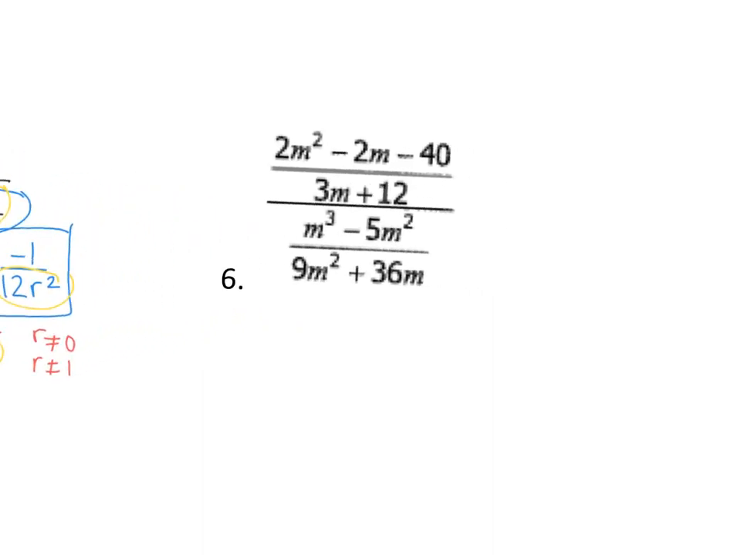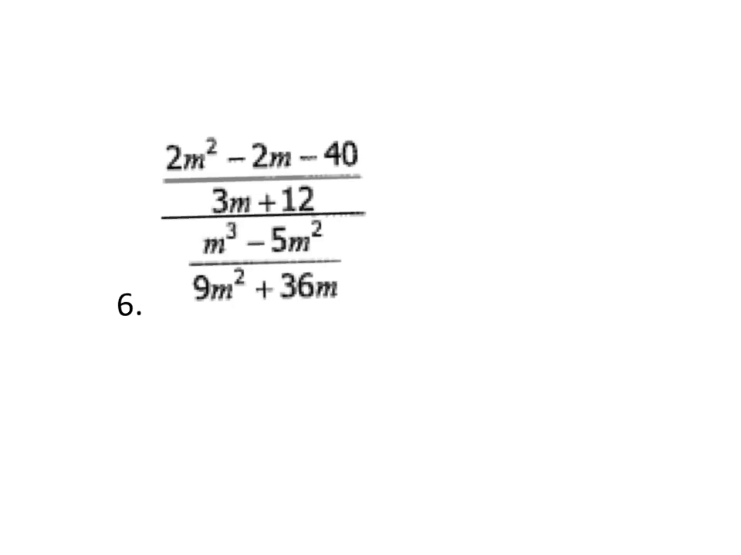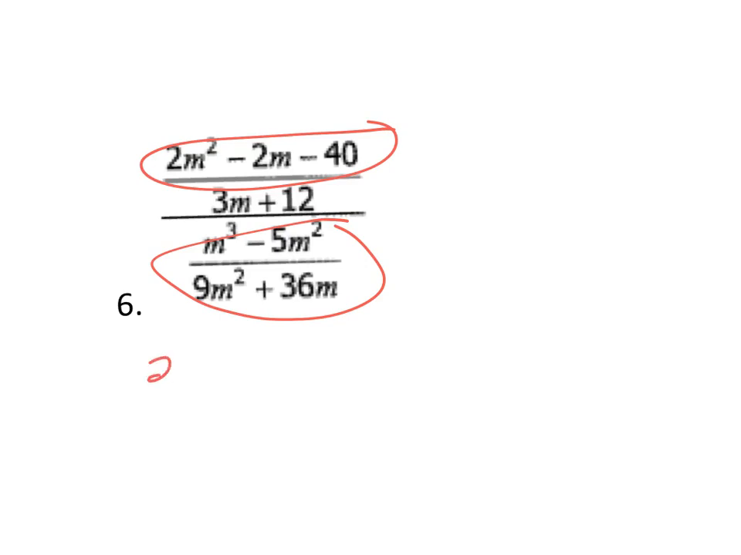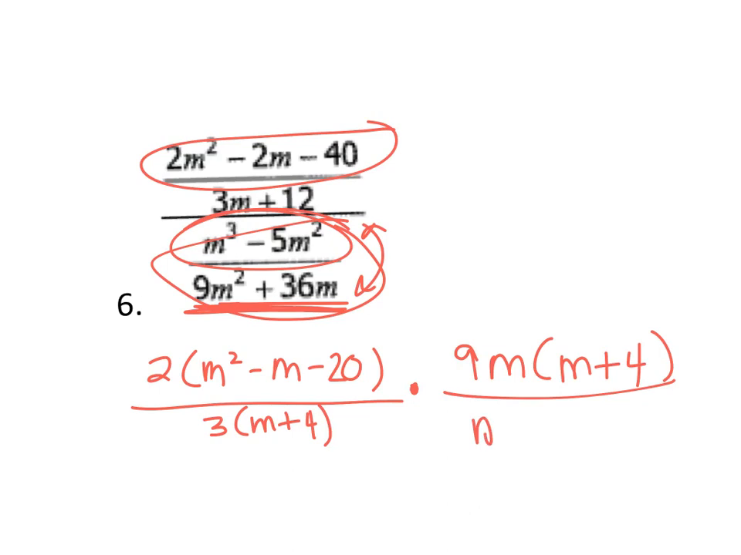And then the last one here looks like a little bit more factoring. I'm just going to flip these over again. So I could factor out a 2 right here. So this is going to be 2 times the quantity m squared minus m minus 20 over 3 times m plus 4 times, remember this is going to be flipped over, so I'm going to factor out a 9m, GCF, greatest common factor, 9m times m plus 4 over, I can factor out a m squared times m minus 5.